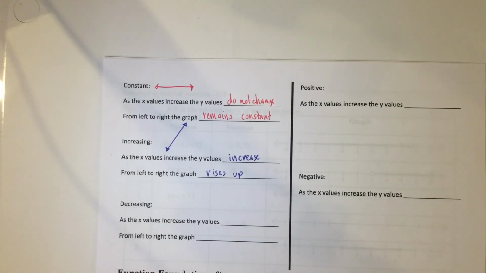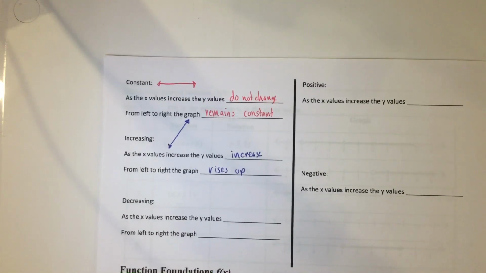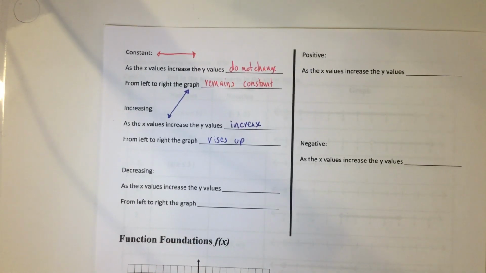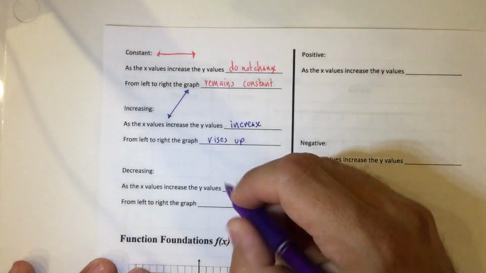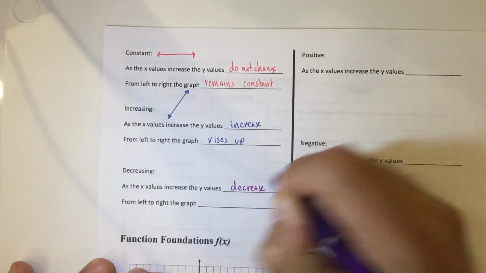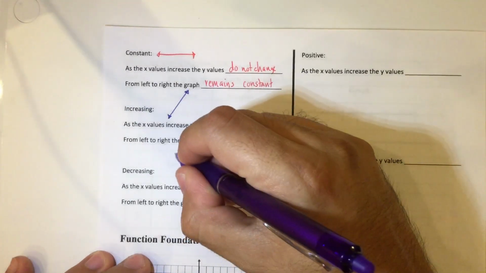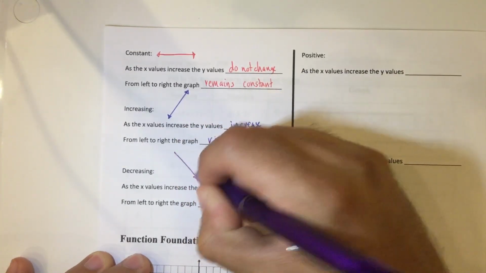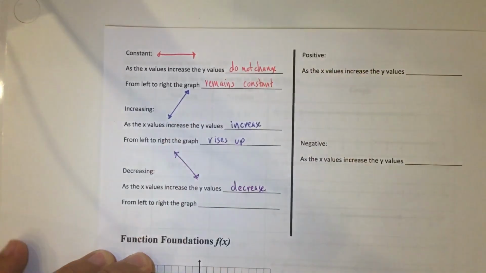Now for decreasing, as the x values increase, the y values decrease. And what that would look like is the graph from left to right will be going down.